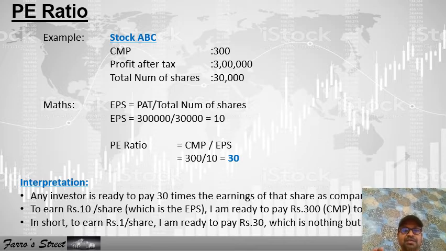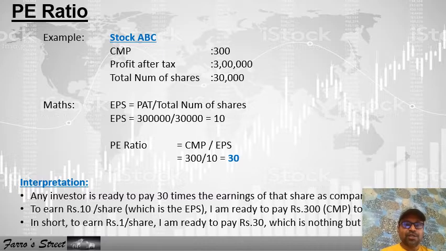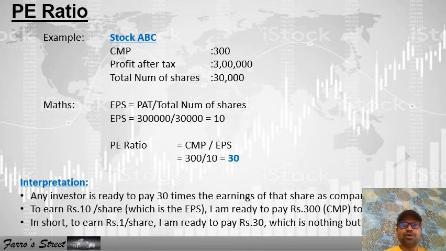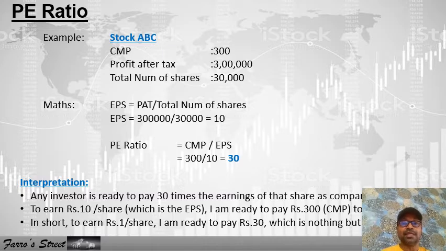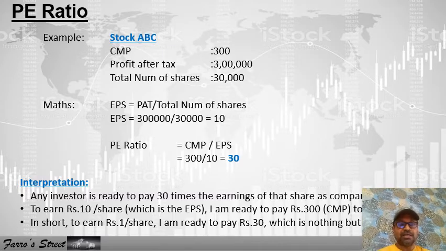Any investor is ready to pay 30 times the earnings of that share as compared to the current market price. In short, to earn rupees 10, which is the earnings per share, I am ready to pay 300 rupees, which is the current market price. So in short, to earn rupee 1, I am ready to pay rupees 30, which is nothing but the PE ratio. ठीक है. फॉर्मूला समझ में आया, वर्किंग समझ में आया, सिंपल, राइट?